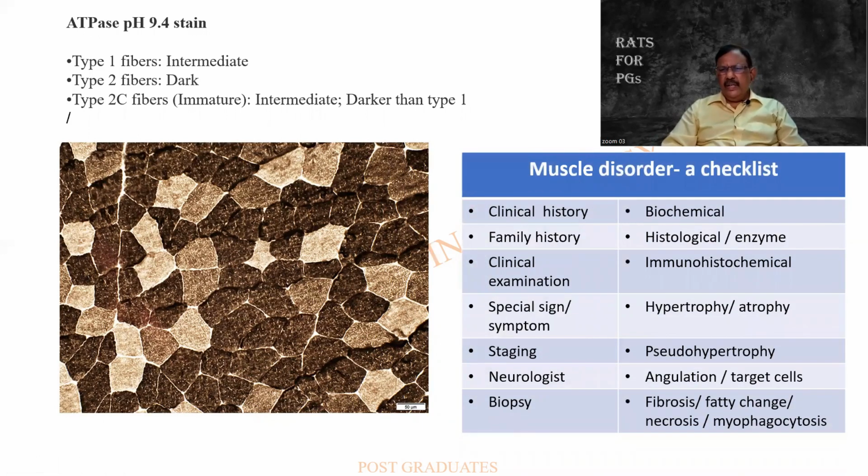It is better that we design our own checklist. This is something that I had done. I am not a very proficient person in this, but look for a clinical history, ask for a family history, a clinical examination of the patient. Any special signs or symptoms? Is he having a respiratory distress? Staging. What is the role of the neurologist? What is the biopsy intended for us to look into? A biochemical picture as such. Histological, immunohistochemical. Look for hypertrophy, atrophy, inflammation, angulation, target cells, fibrosis, fatty change, necrosis.